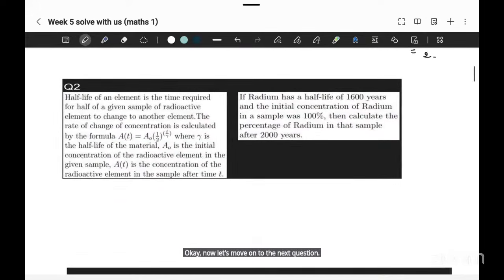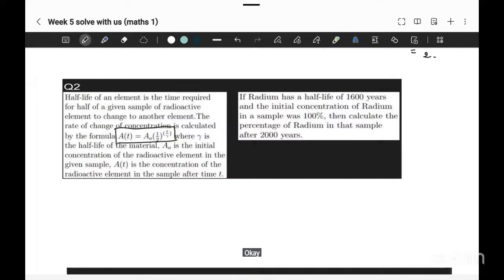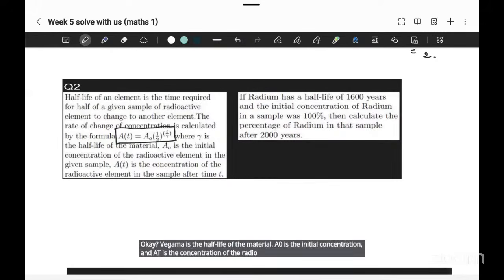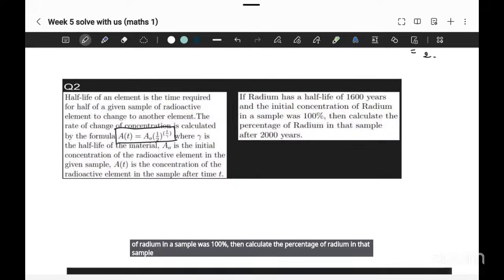Half-life of an element is the time period for half of a given sample of radioactive element to change to another element. The rate of change of concentration is calculated by the formula. So we have been given this formula, where gamma is the half-life of the material, A naught is the initial concentration and A_t is the concentration of the radioactive element in the sample after time t. If radium has a half-life of 1600 years and the initial concentration of radium in a sample was 100%, then calculate the percentage of radium in that sample after 2000 years. Calculate this and tell me the answer.